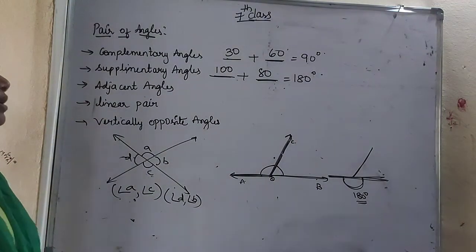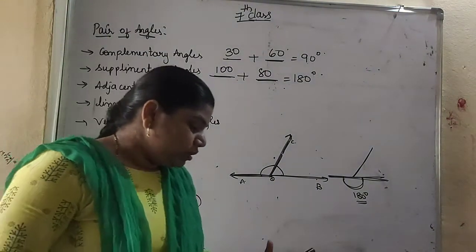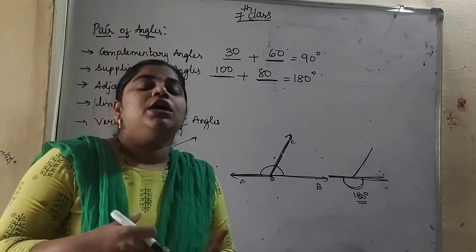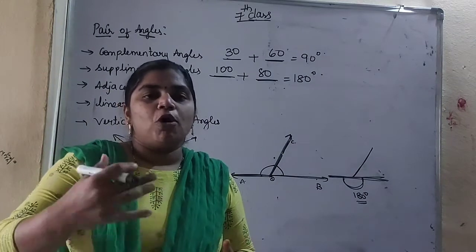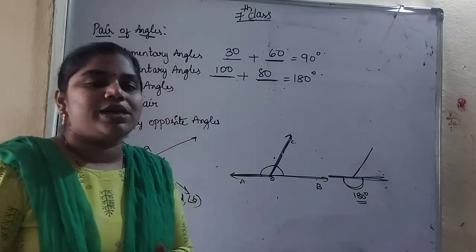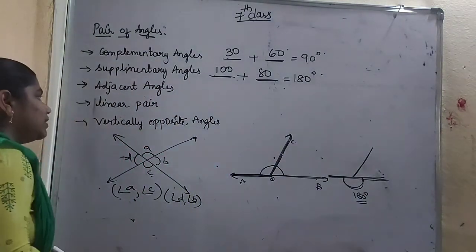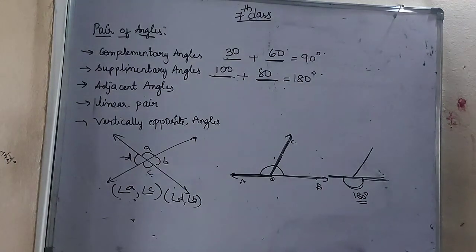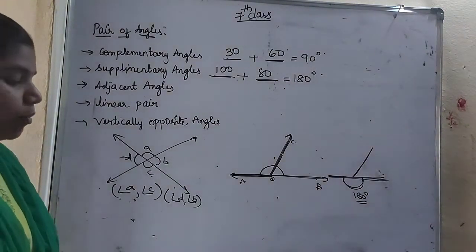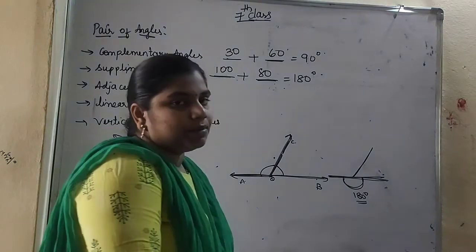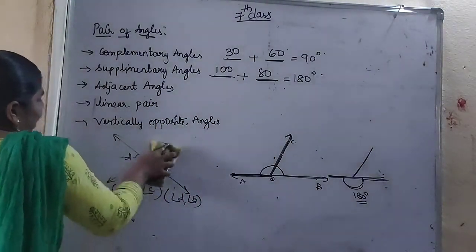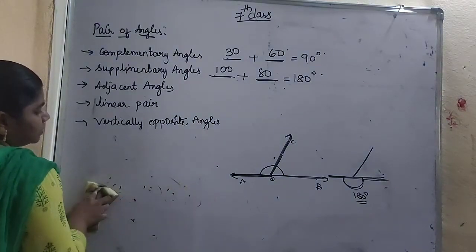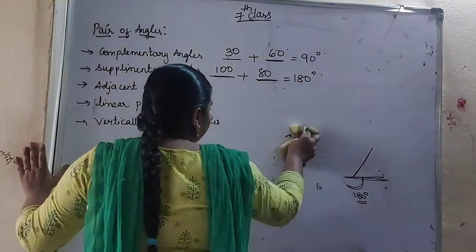So what do you mean by vertically opposite angles? They should lie opposite to each other. If any two lines intersect each other, the angle should be opposite to each other. So they are called as vertically opposite angles. So we have learnt about 5 subtopics here. One is complementary angle, second one is supplementary angle, third is adjacent angles, fourth is linear pair, and the fifth one is vertically opposite angles. So once again I am telling the definitions here.